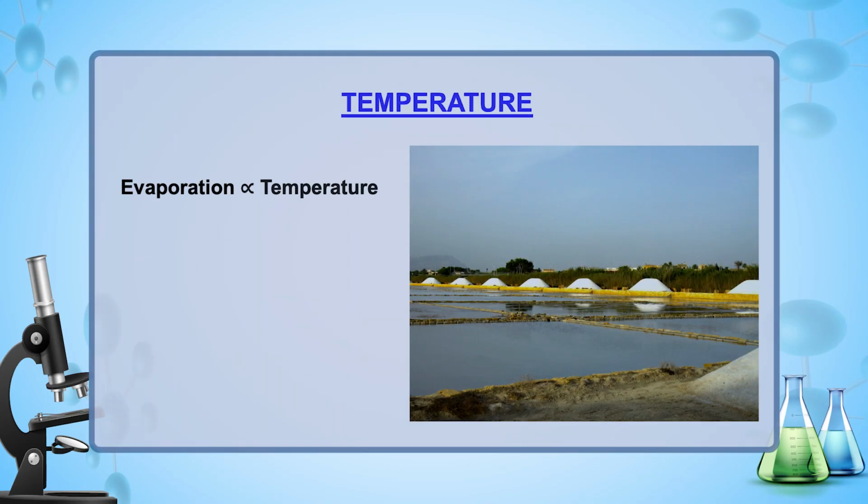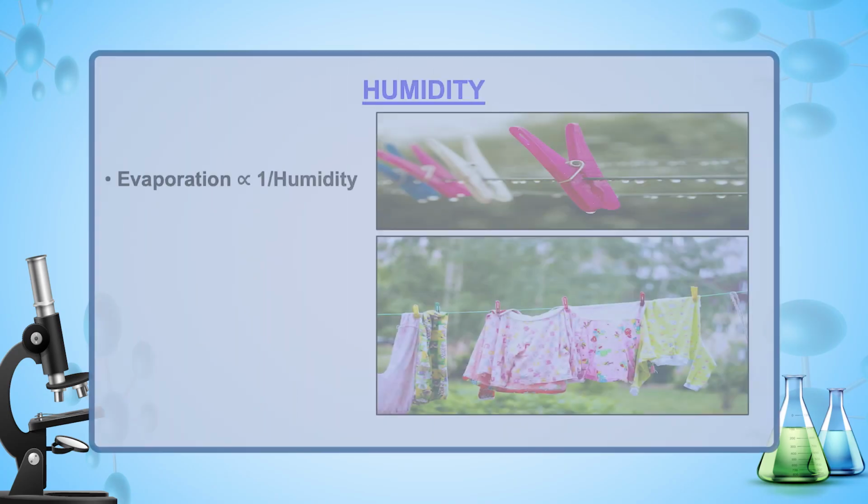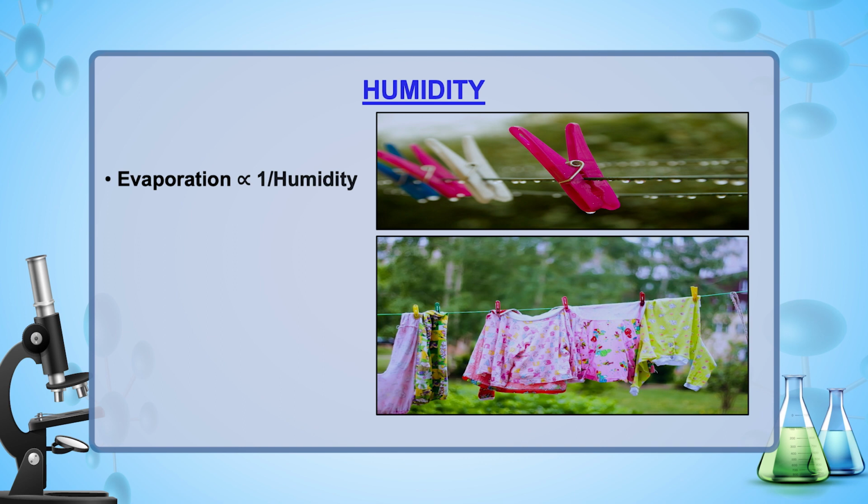Evaporation is directly proportional to temperature as well. With the increase of temperature, a greater number of particles get enough kinetic energy to go into the vapor state. Evaporation is inversely proportional to humidity. Humidity is the amount of water vapor present in air. The air around us cannot hold more than a definite amount of water vapor at a given temperature. If the amount of water in air is already high, the rate of evaporation decreases. That is the reason clothes don't dry out on a rainy day.